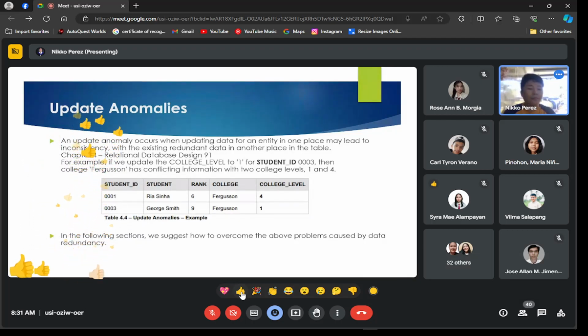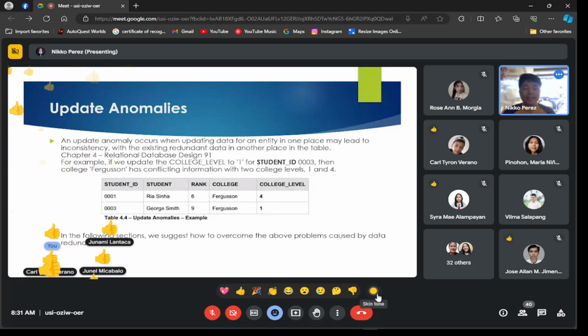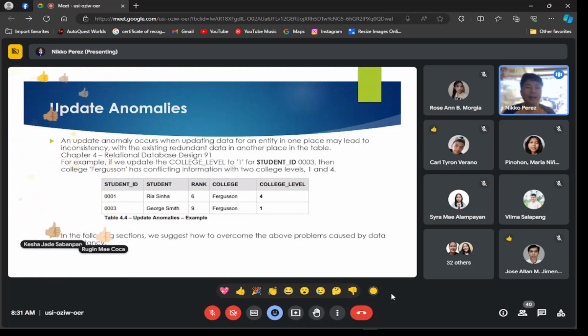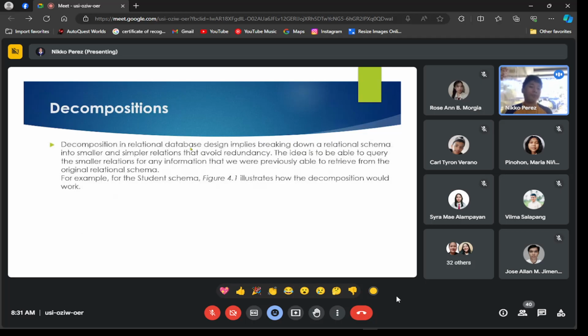All right. Okay. Since you understand the purpose of why we need to properly design our database, it is because of the data redundancy and the following anomalies. Now, what will be the solution for this? We have to do decompositions. So what is this decomposition?